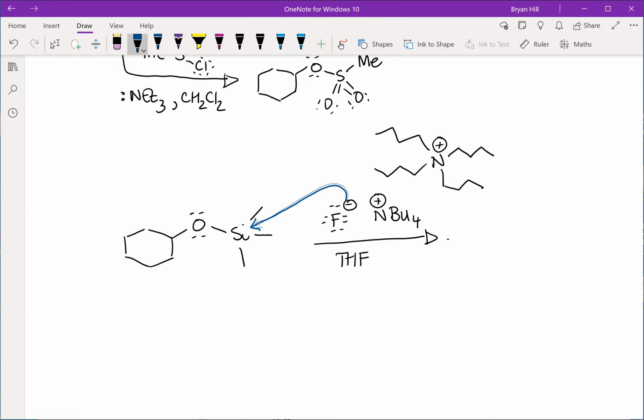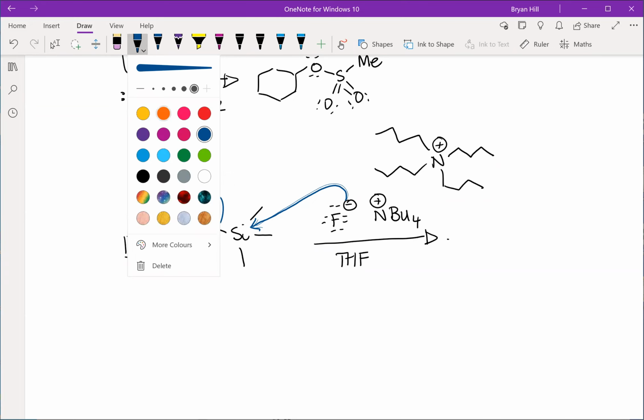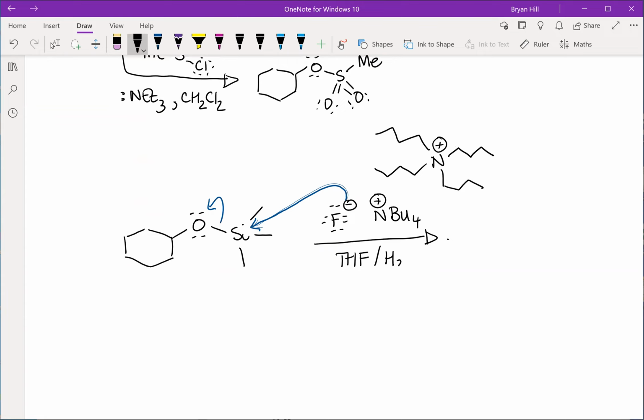It's thought to form a pentavalent silicon because silicon can have an expanded octet because it's in the next row. But for what we're thinking of, just think of it as a reaction like this. And then this THF is not dry. It's got water in it. And so you form your alkoxide, which then gets protonated by H+.